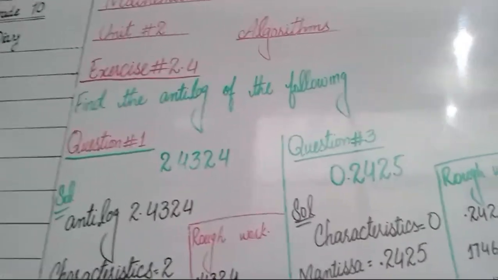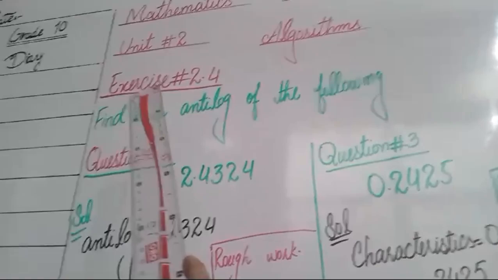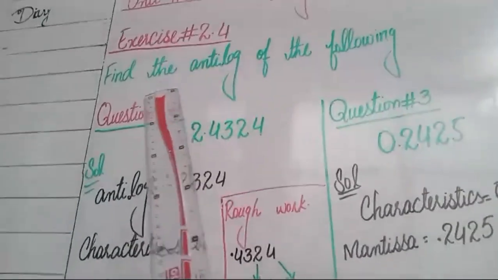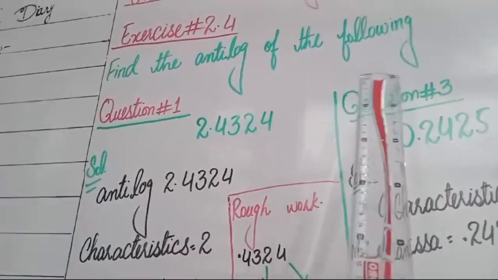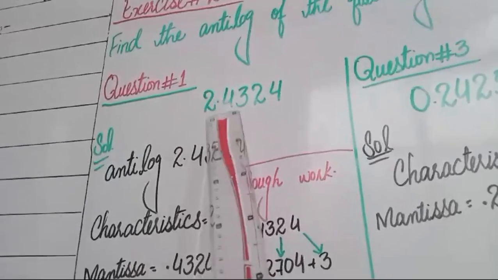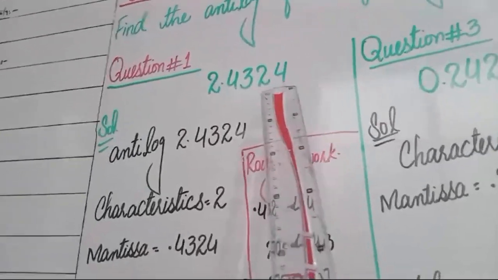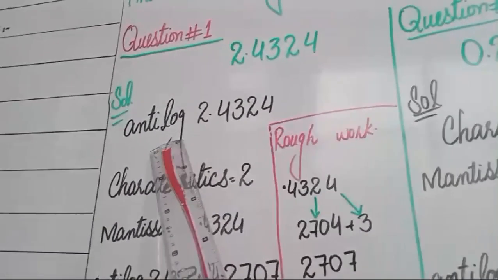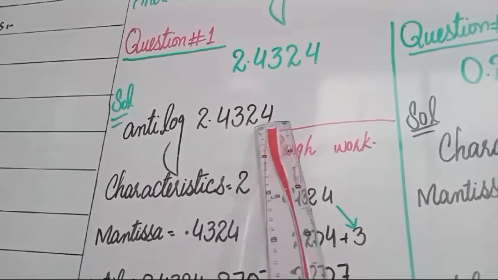Today we will start our exercise number 2.4 of unit number 2, logarithms. Your question is: find the antilog of the following numbers. Our question number 1 is 2.4324. So first of all we have to take the antilog of 2.4324.